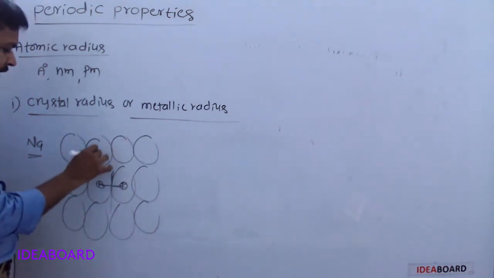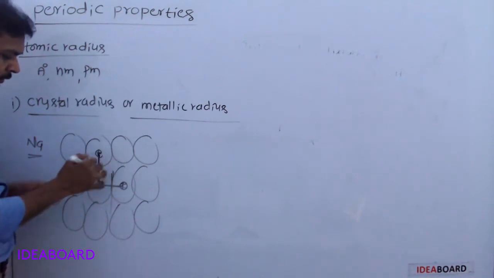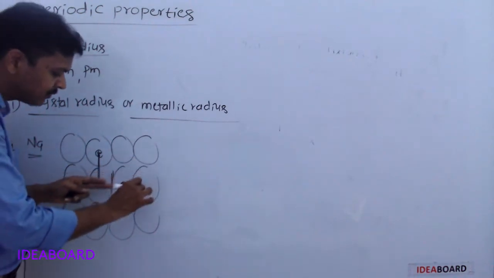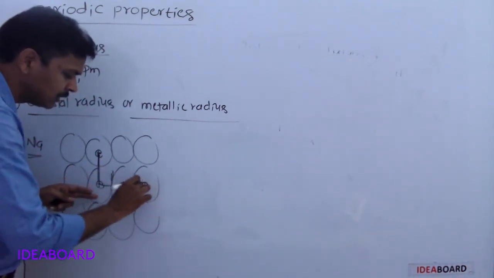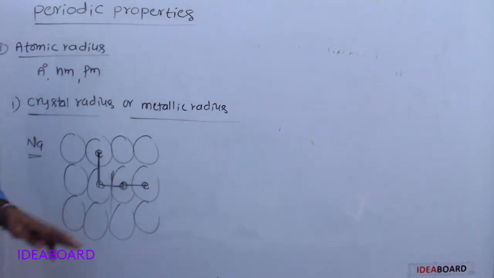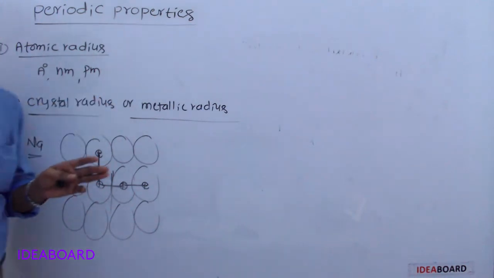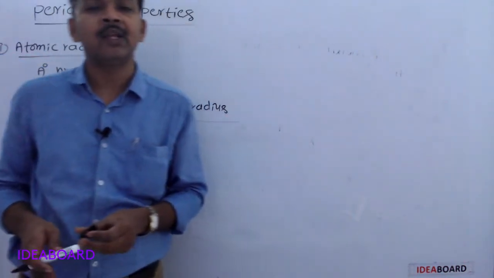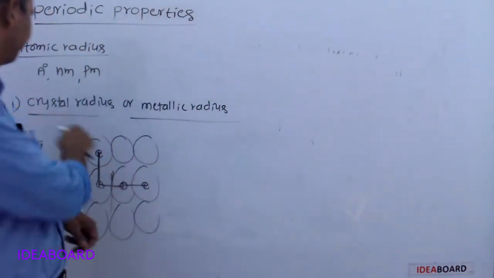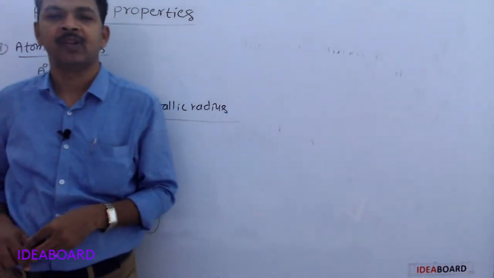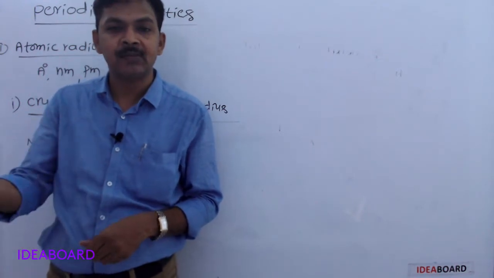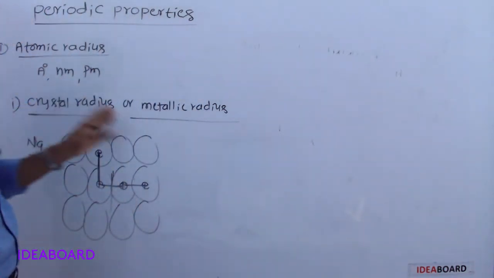Or even this distance can be measured. This is also internuclear distance, the distance between the two nuclei. Then half of that distance is nothing but crystal radius or metallic radius. So this can be defined as half of the internuclear distance between two adjacent metal atoms in a crystal lattice is called crystal radius or metallic radius.